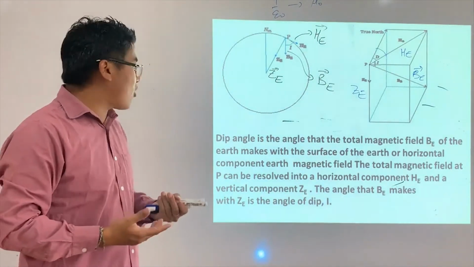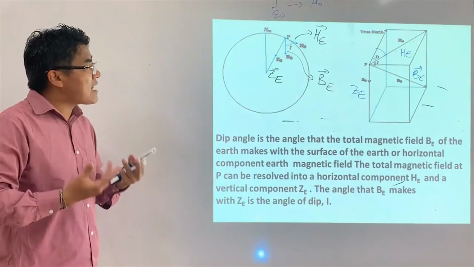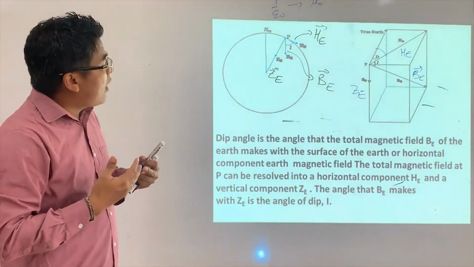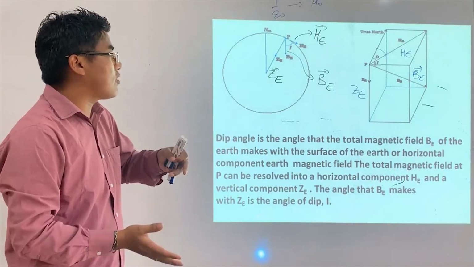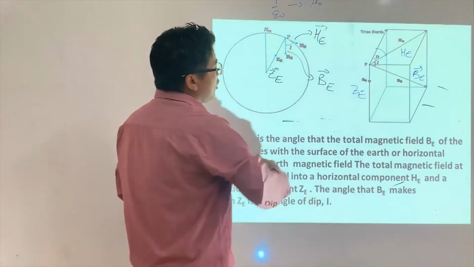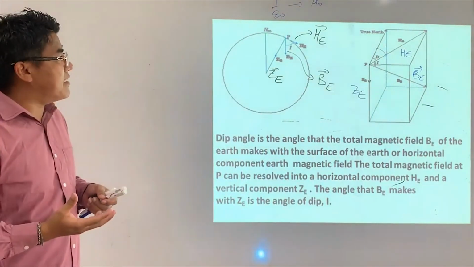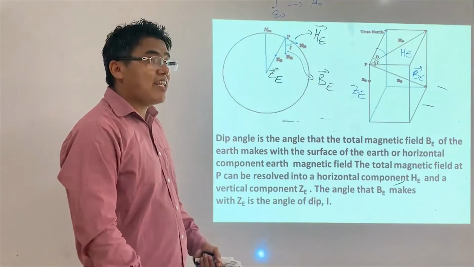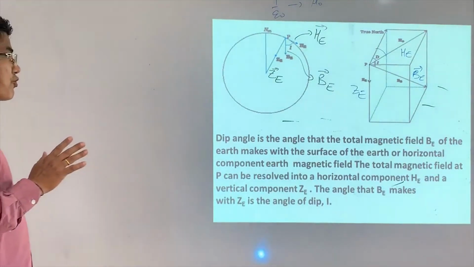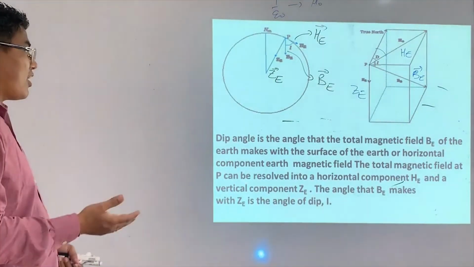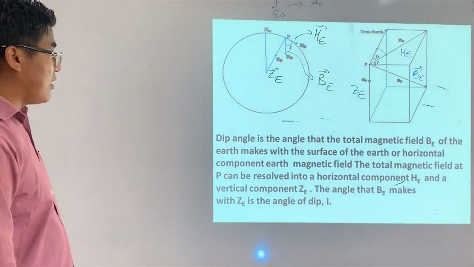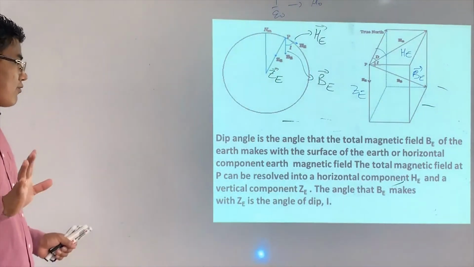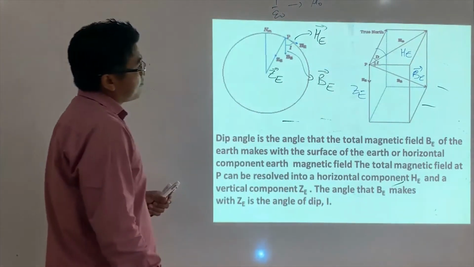Now I would like to define another angle called the angle of dip. The angle of dip is defined as the angle formed between the horizontal Earth magnetic field and the total Earth magnetic field. So this is what we call the angle of inclination. The angle formed between the magnetic meridian and the total Earth magnetic field is what we call the angle of inclination or angle of dip. The dip angle is the angle that the total Earth magnetic field BE makes with the surface of Earth or the horizontal component. The total Earth magnetic field at P can be resolved into horizontal and vertical components, and that angle is I.